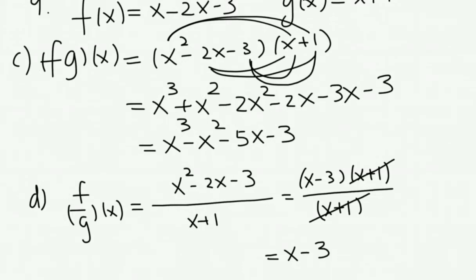And in particular, you have to exclude the x value that makes your denominator equal to 0, which is x cannot be negative 1 at all times.